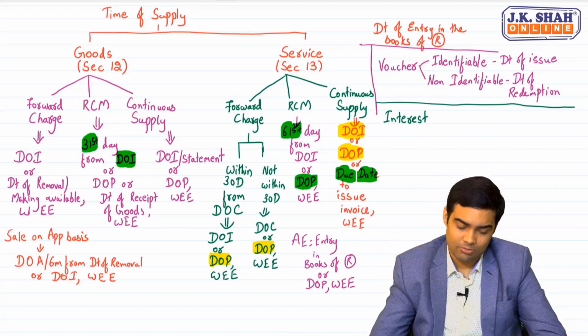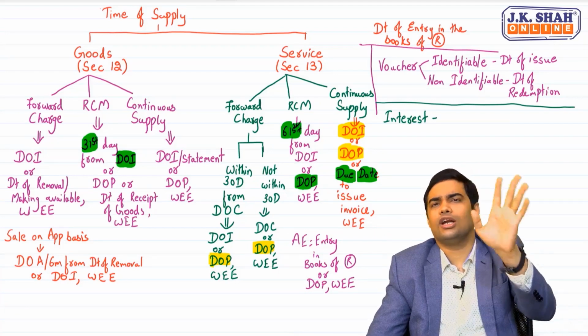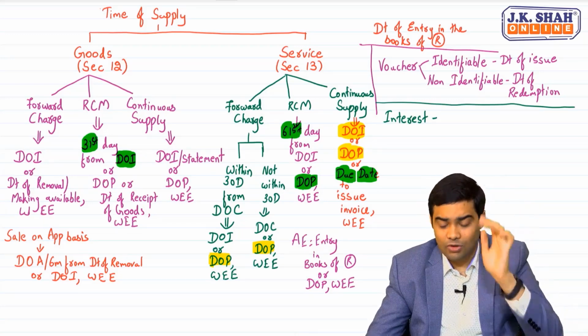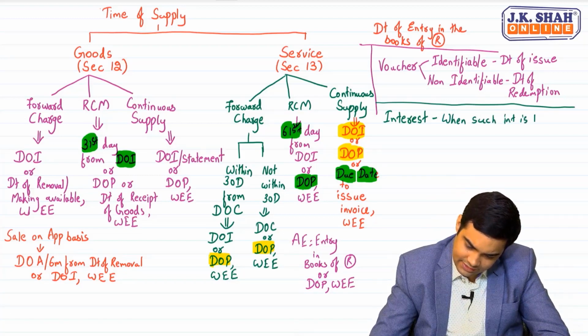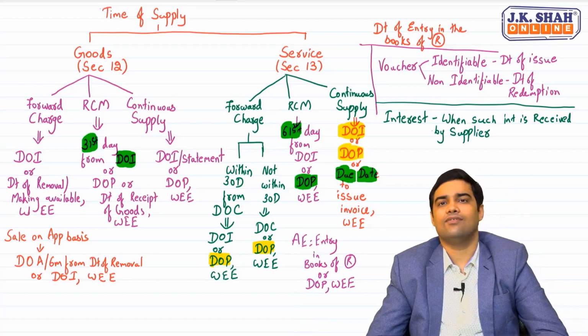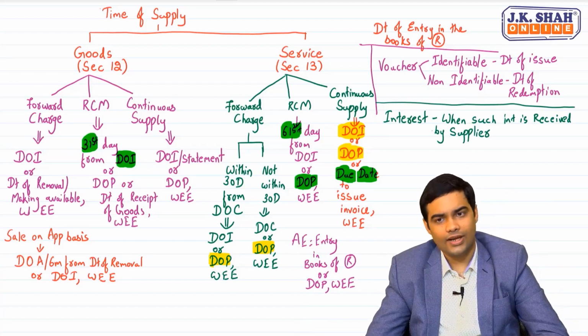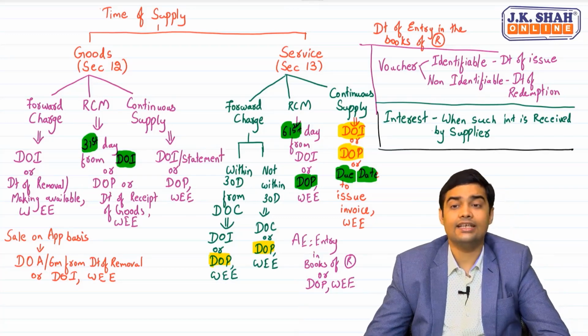And now coming to the point, what is the time of supply for such interest, late fee or penalty? Call it by any name. The time of supply will be when such interest is received by the supplier. So the day the supplier receives it, that would be the time of supply for such interest, late fee or penalty. Fair enough.